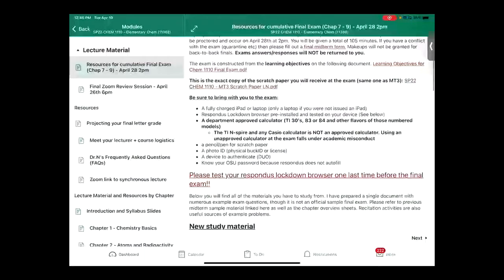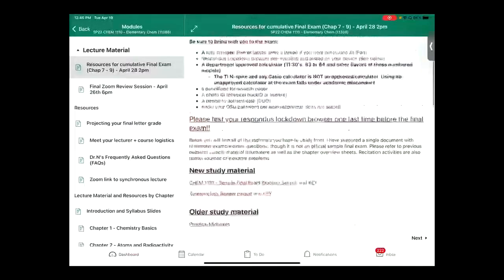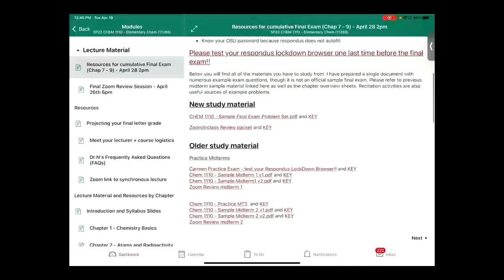Here's the scratch paper that you'll get. It's the exact same one from midterm 3. FYI, I'll ask you guys to please test your Respondus lockdown browser just one more time, so I have that linked there, so you can test it before you come into the room. And then I have all the materials you have to study from.